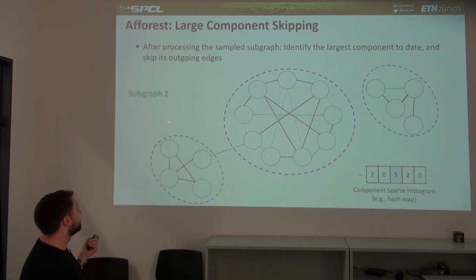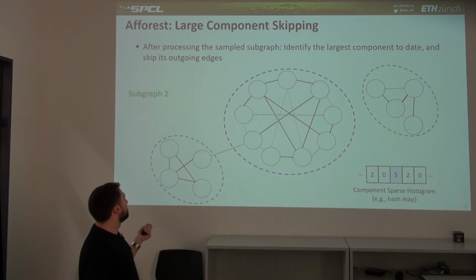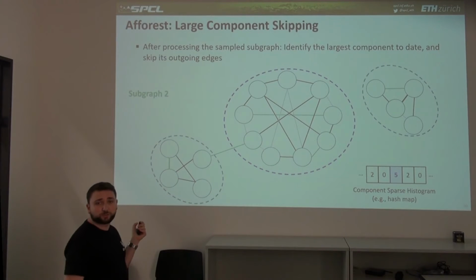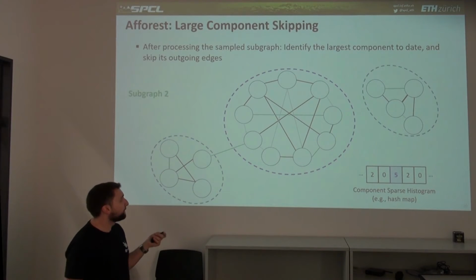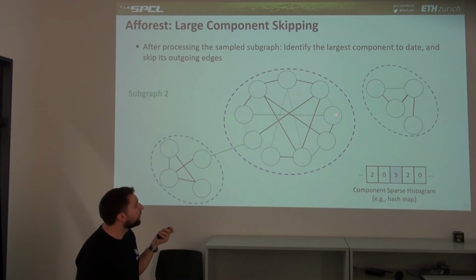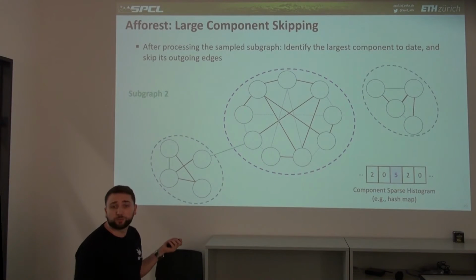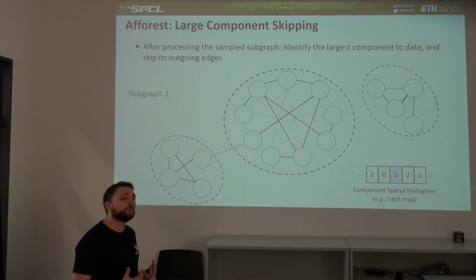So let's say we sample another subgraph in green here. All of these edges, which relate to the other components, will be processed normally. However, when we sample an edge here, due to the vertex neighborhood sampling, we sample it attached to some node, right? If this node already points to this largest component, we simply do not process it. We don't even read the edge from memory.